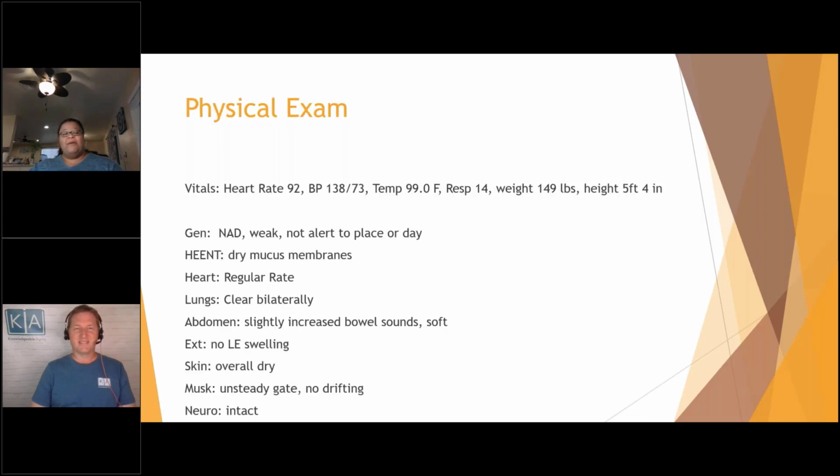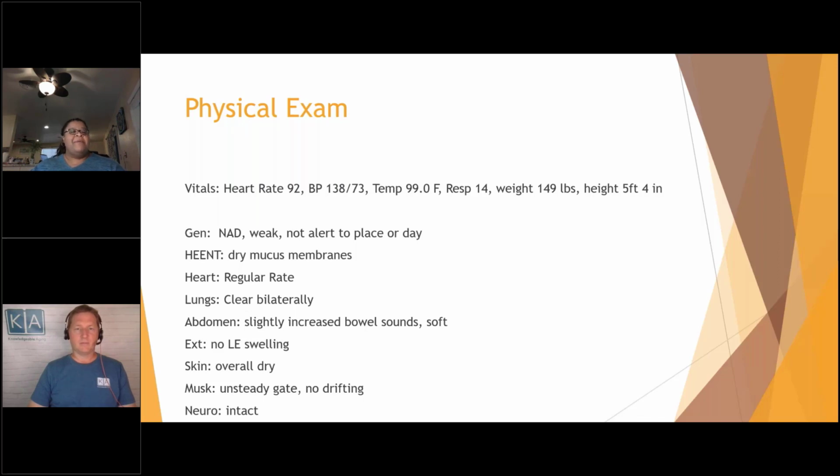The physical exam, you see her heart rate is at 92, blood pressure is not too bad. Her temperature is 99, it's a little bit above normal, but not too bad. Respirations, weight, and height are normal. Student Dr. Dietrich notes that she's not really in any acute distress.